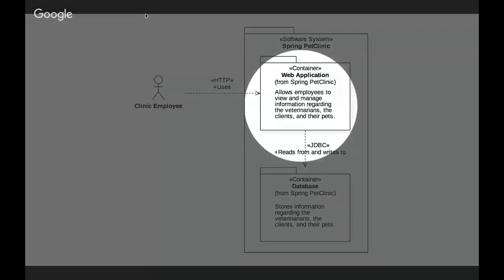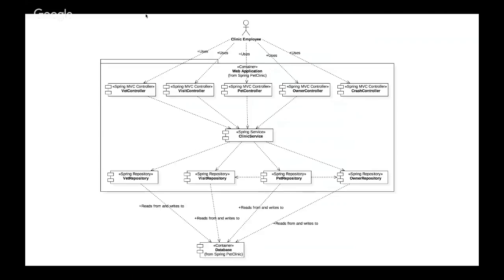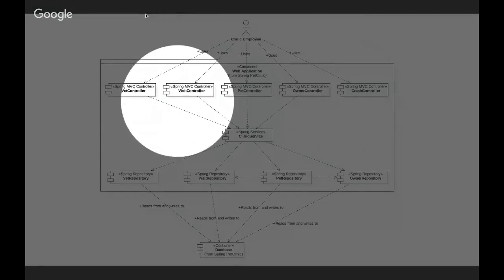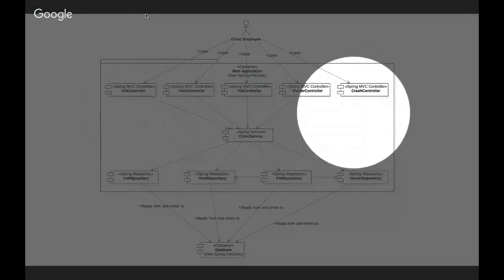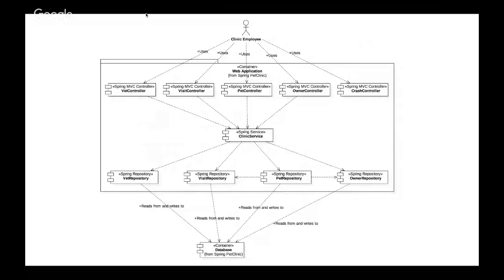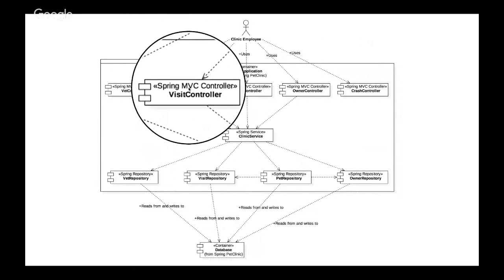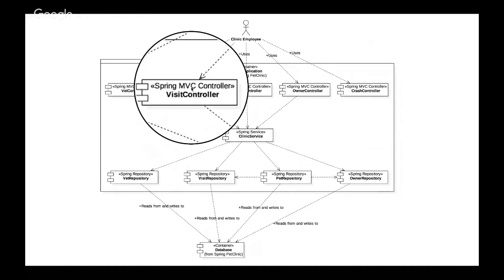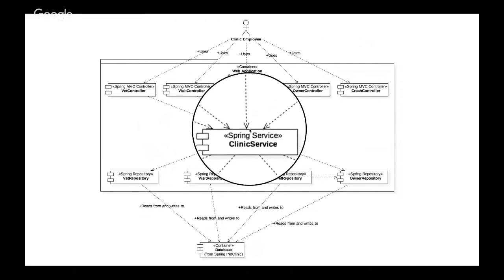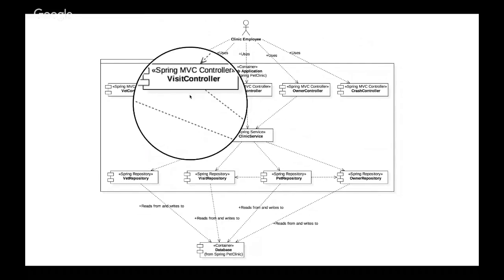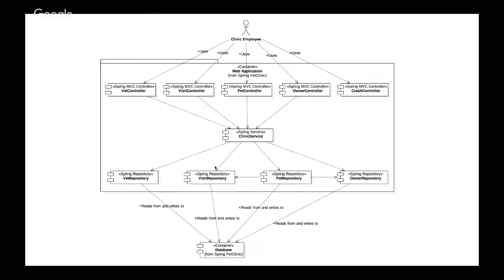If we zoom into the web application, again, this is the component diagram for the Spring Pet Clinic web application. And this is where it does make sense to use a UML component diagram, because each of these boxes is really a UML component. And what I've done here is I've used a stereotype to say exactly what type of component each of these things are. So that's a Spring service there, Spring MVC controller, Spring repository. So again, you have a bunch of options around notation when you're describing your architecture.